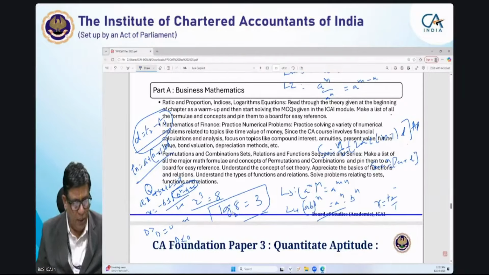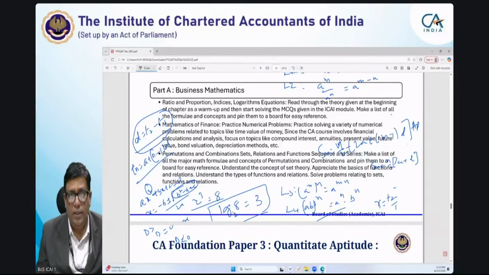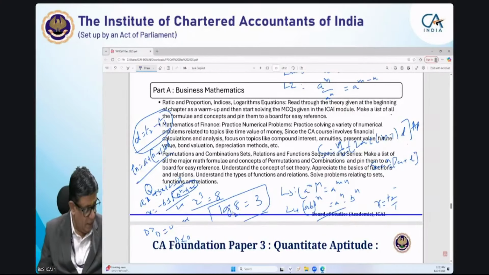Next, move to the very important aspects of sets. What are sets, and what is called the set builder form? Suppose vowels are in one set, even numbers in one set, odd numbers in one set. It is written with signs in set builder form, and sets are represented in capital letters. And what are the power sets? That is also very important from the exam point of view.